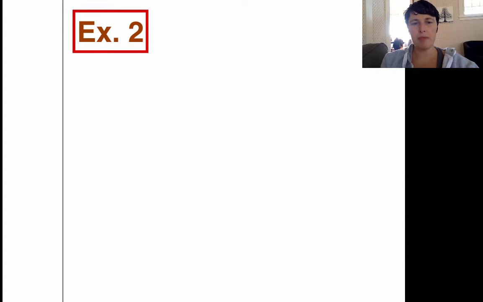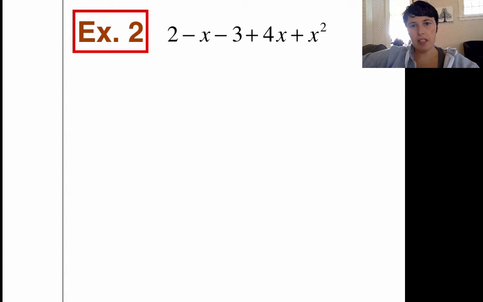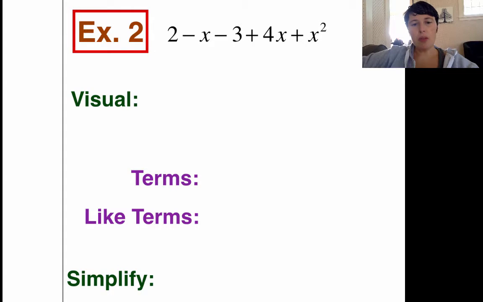Okay, let's try another problem. Example 2. How about this? We're going to simplify. We're going to work on this. 2 minus x minus 3 plus 4x plus x squared. Let's go through our steps. So we're going to do all 4 steps starting with the visual.